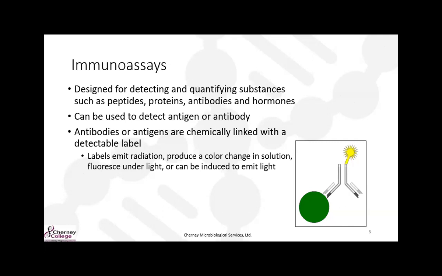So in the picture down below, you'll see in green, that would be our antigen. And the Y-shaped would be the antibody protein. And that little yellow marker coming off of that, that's going to be our detectable label that'll either produce that color change or produce a fluorescent light.